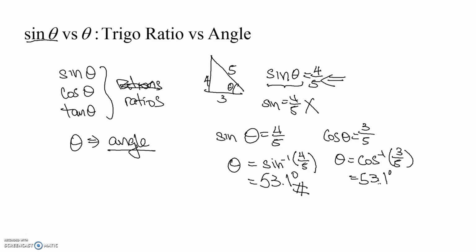So very quickly, what we have gone through: the basic trigo ratios, sine, cosine, tangent. How do we get the ratios? Using the mnemonic Tua Ka So. And of course, finally, the difference between sine theta and theta.